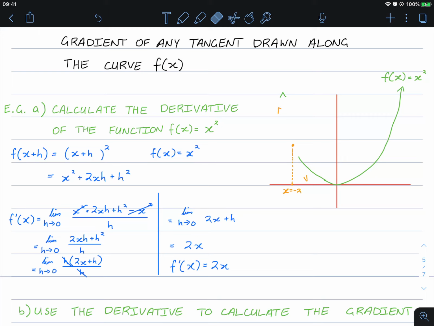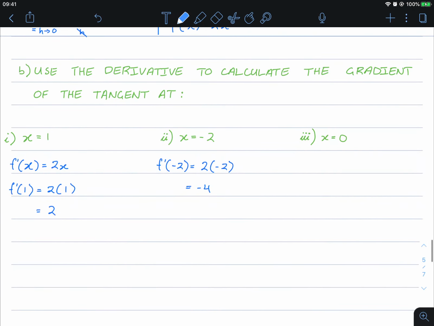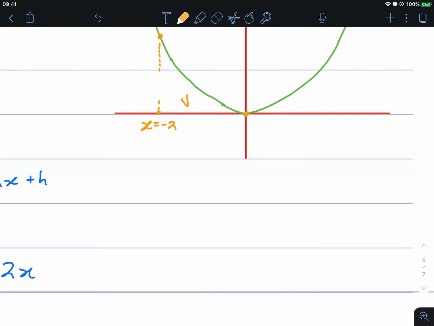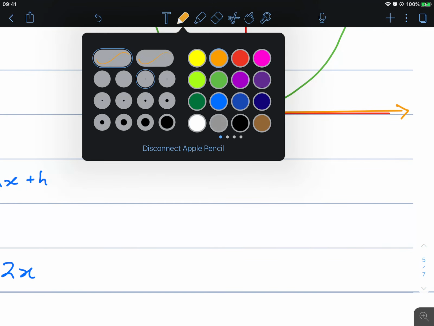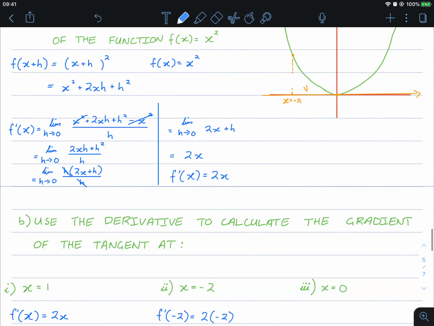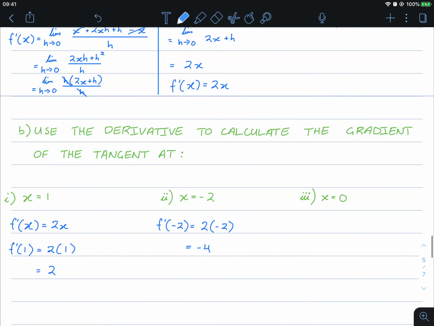One last example. At x equals 0, what's going on here is we find x equals 0. We draw a tangent at that point. That's probably not properly drawn, but whatever. Now, to find the gradient of this particular tangent, we use our derivative. So f prime of 0 equals 2 times 0. Well, that's just 0.